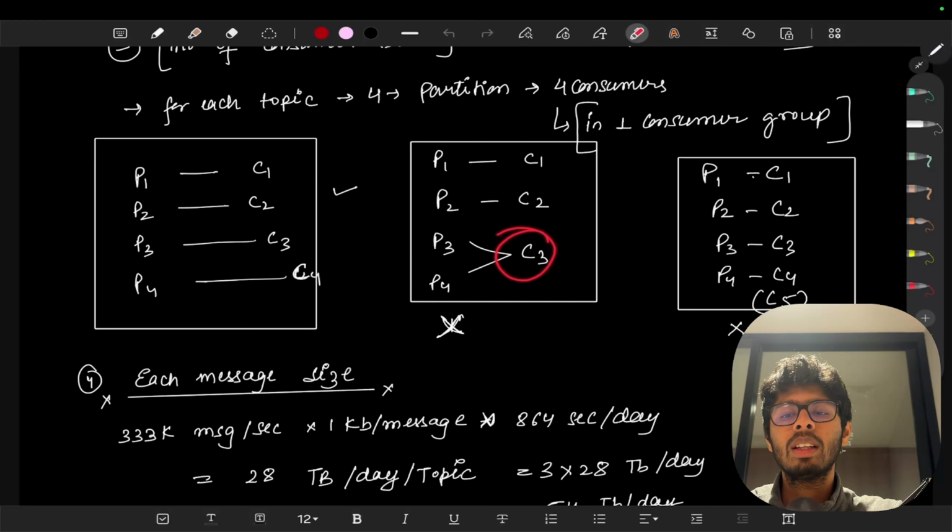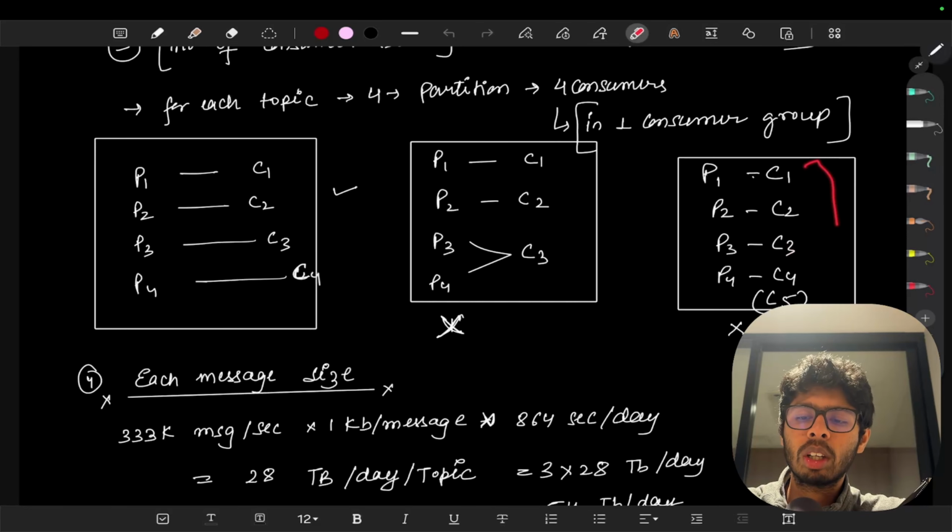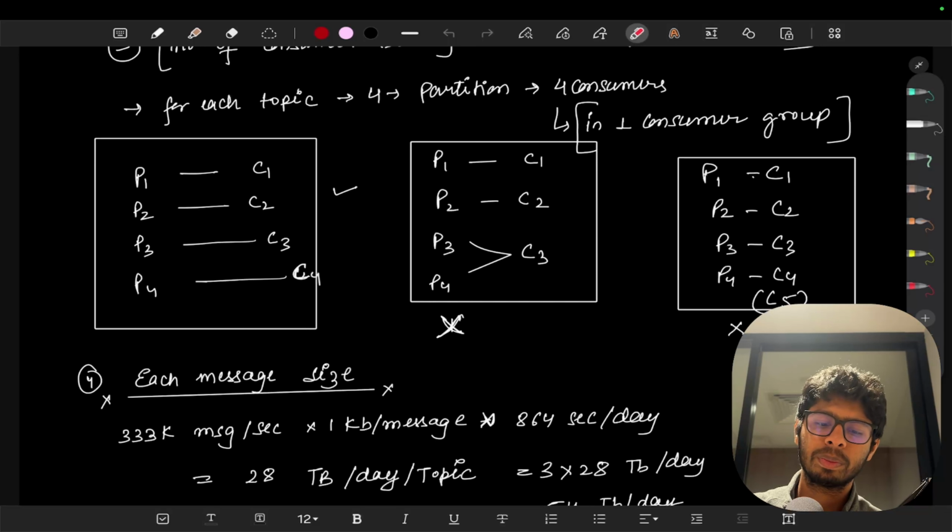Similarly, what will happen if we have more consumers? Let's say consumer 5 is there. If there is one more consumer, we are just wasting money and using extra resources, because consumer 5 will remain idle: P1 is connected with C1, P4 is connected with C4, and so on. Consumer 5 is not going to have any mapping, so it will stay idle. So we can say that the number of partitions of a topic being equal to the number of consumers in a consumer group is the ideal scenario.